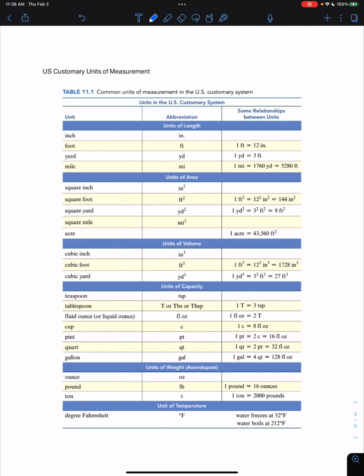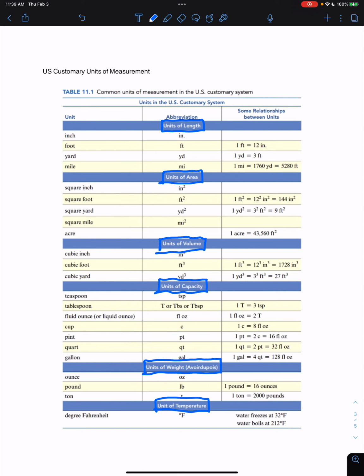You were probably familiar with these units of measurement, but different units for length, units for area, units for volume, units for capacity, and units for weight, and also units for temperature. So these are the standard customary units that we use in this country.